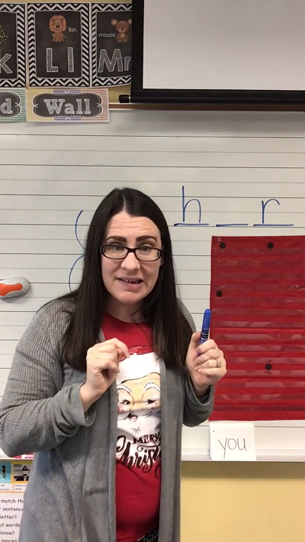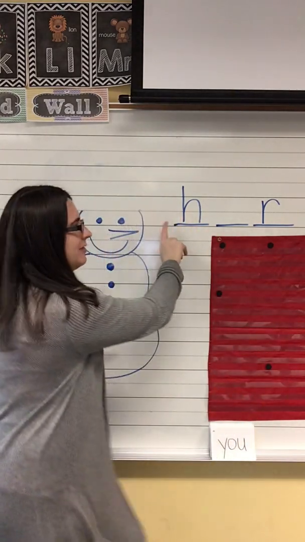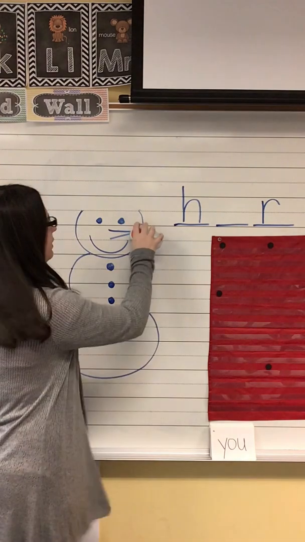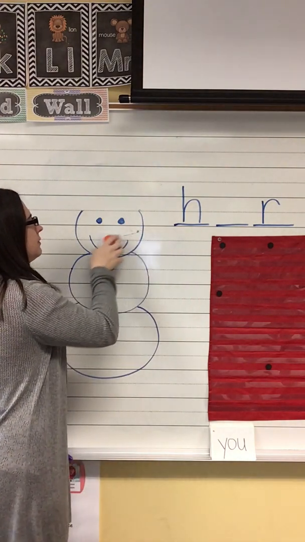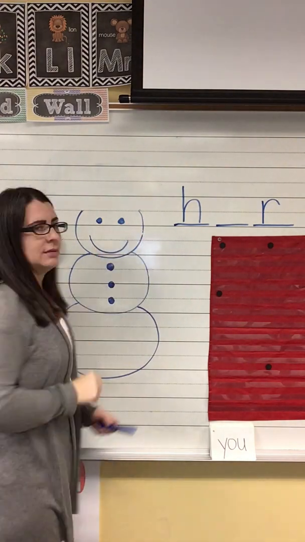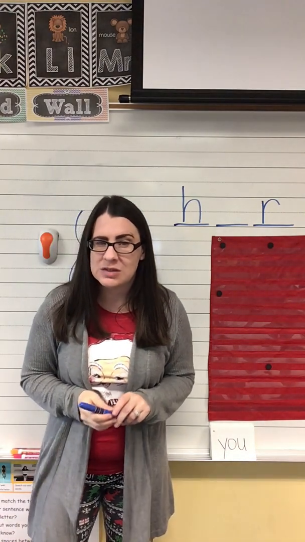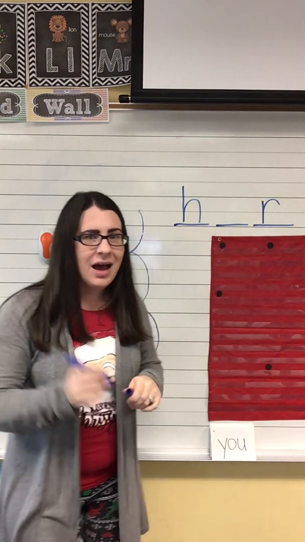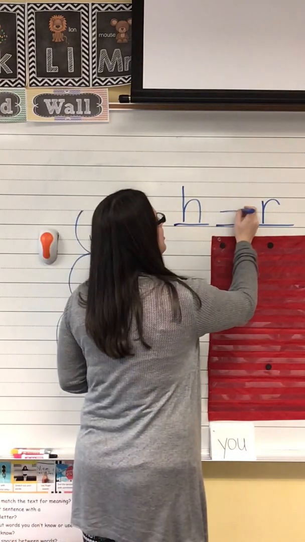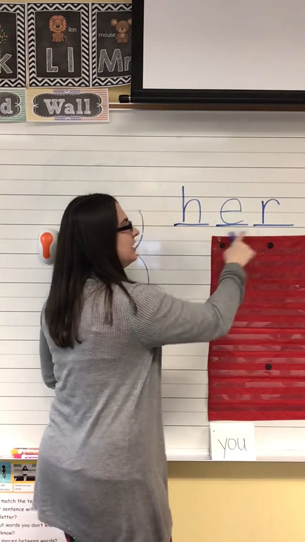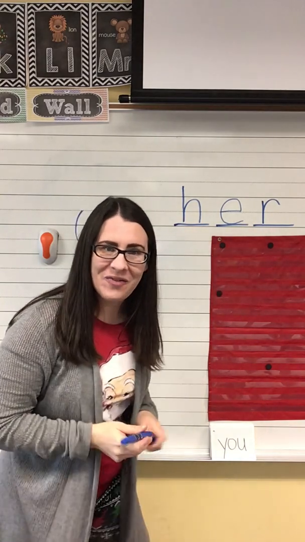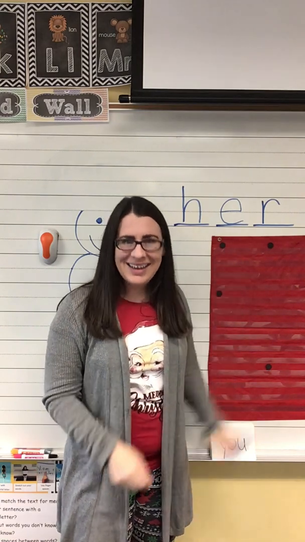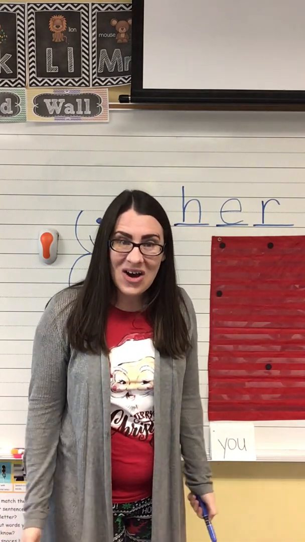The letter J? No, we don't have any words that go H-J-R. I have to erase part of my snowman. There goes his nose. Okay, what letter do you think it is? Really look at that word and think about it. E? You're right. You got it. Okay, read the word. Her. Very good. Can you use that word in a sentence? Yes, I like her little dog.